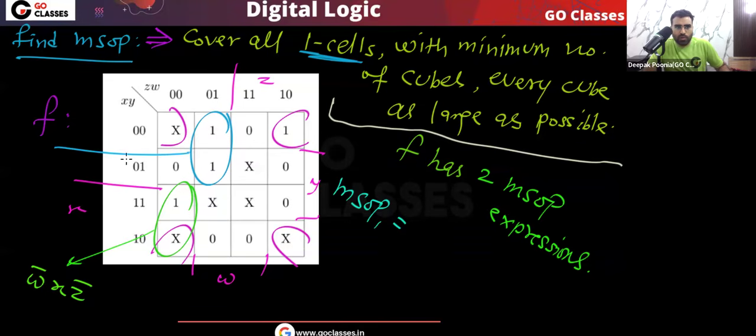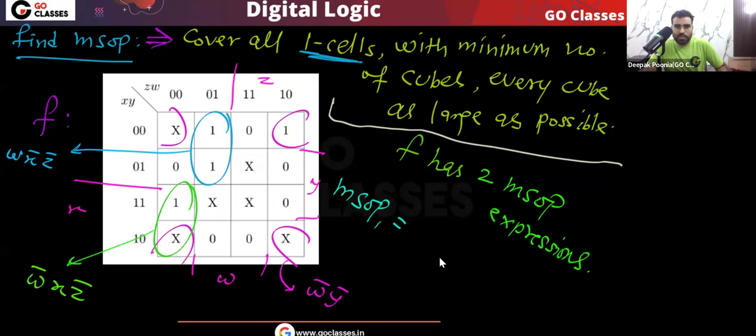This blue cube, what will be the product term for this blue cube? This is in the area of Z bar, X bar, and W. So you can see W, X bar, Z bar. And what about this corner pink cube? This is in the area of Y bar, W bar. Okay, W bar, Y bar.